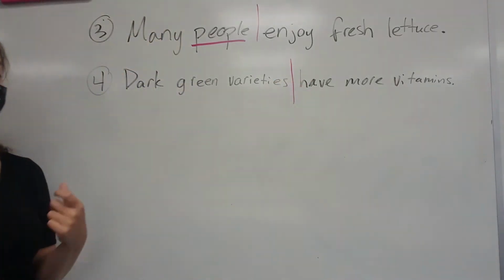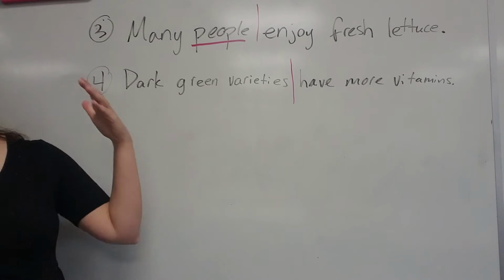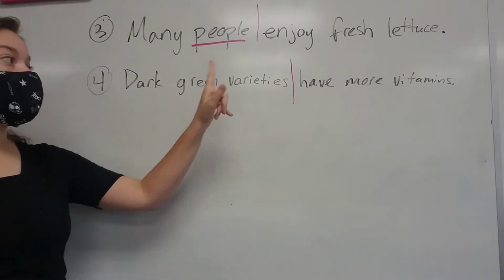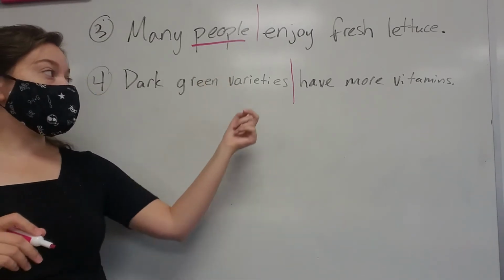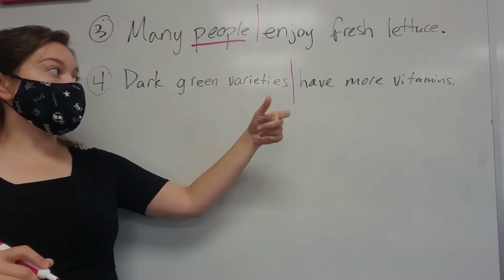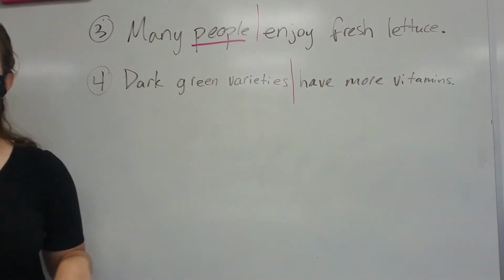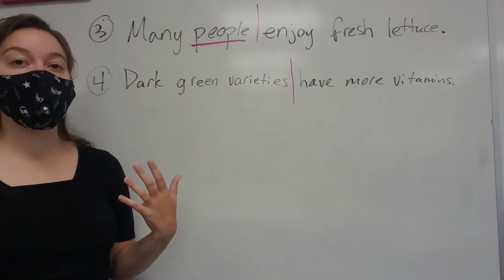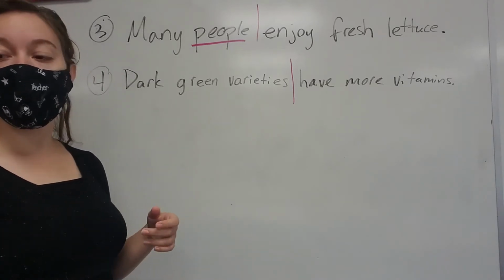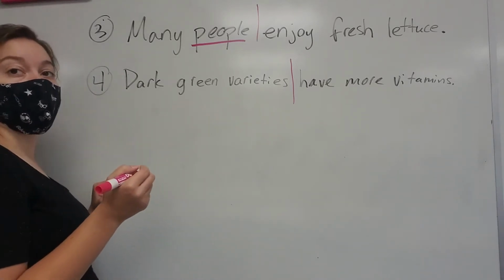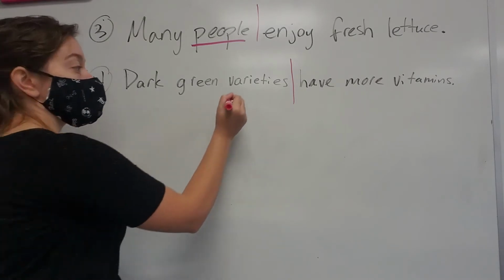This one can be tricky because it's got 2 descriptive words. Dark green varieties, right? We're describing our varieties. The varieties are what have more vitamins. Okay? So what's my simple subject, Charisma? Varieties.